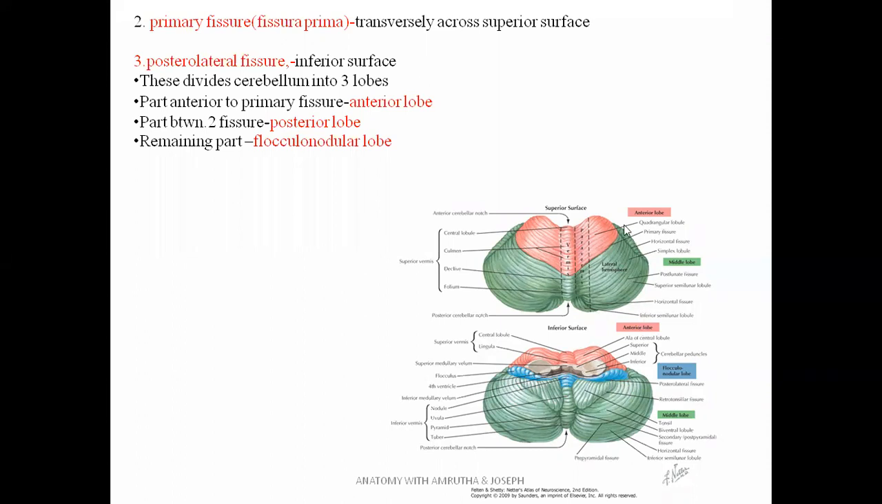What about the horizontal fissure? The horizontal fissure has nothing to do with the division of the cerebellum. What it does is just separate the superior surface from the inferior surface. That's it, so you should keep that in mind. The horizontal fissure is not separating the lobes. It is separating the superior surface from the inferior surface. It is seen in this area like this. The horizontal fissure.